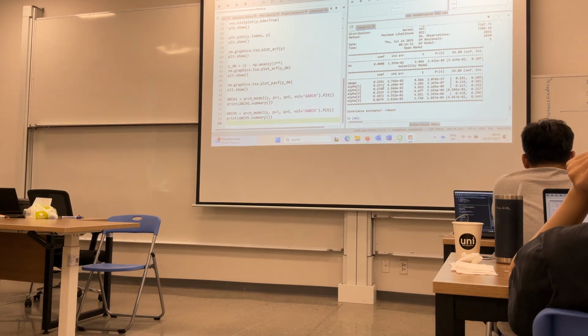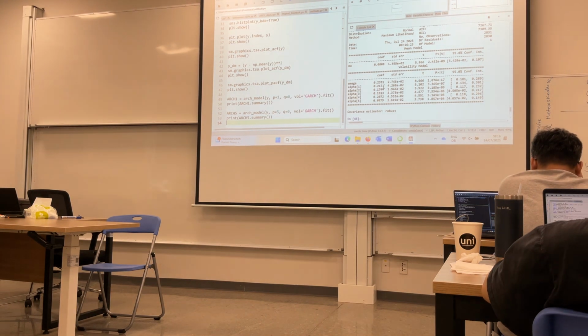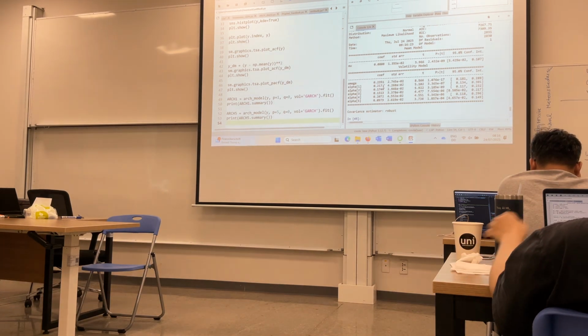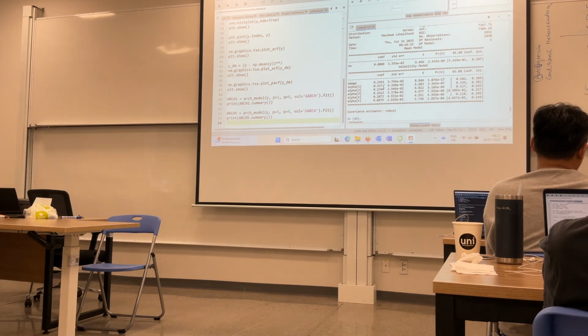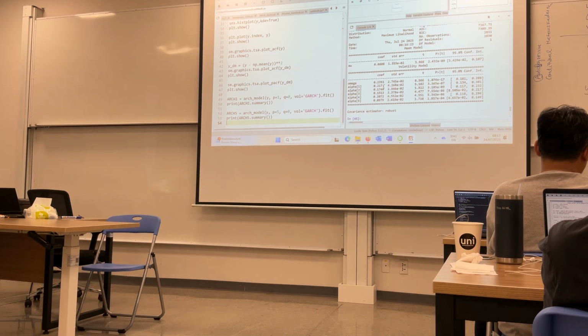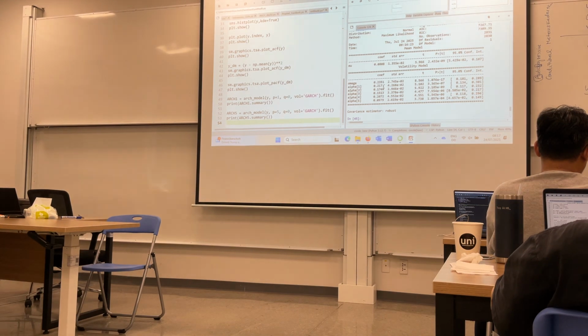just as a reminder, this is the persistence measure for an AR1. And the persistence measure for AR2 is what? How do we calculate it? What is the persistence measure here? Persistence.